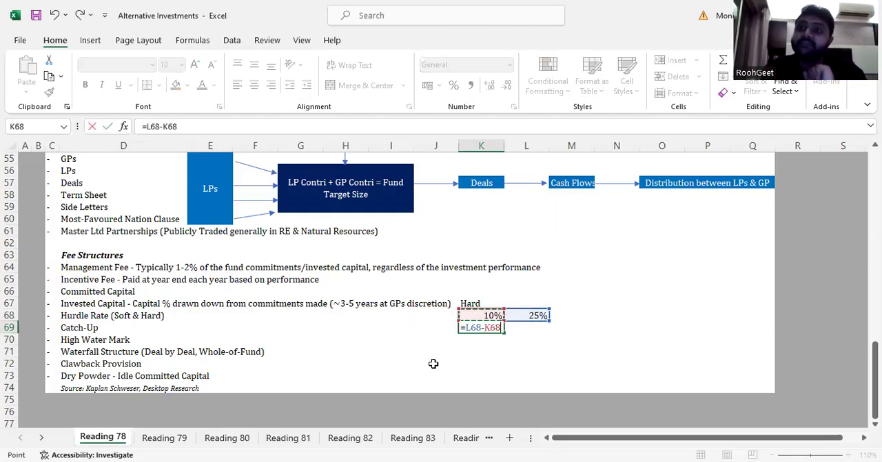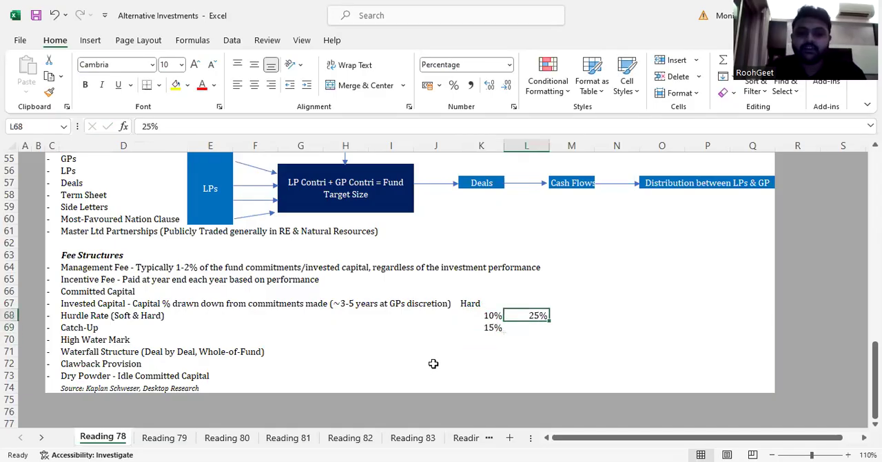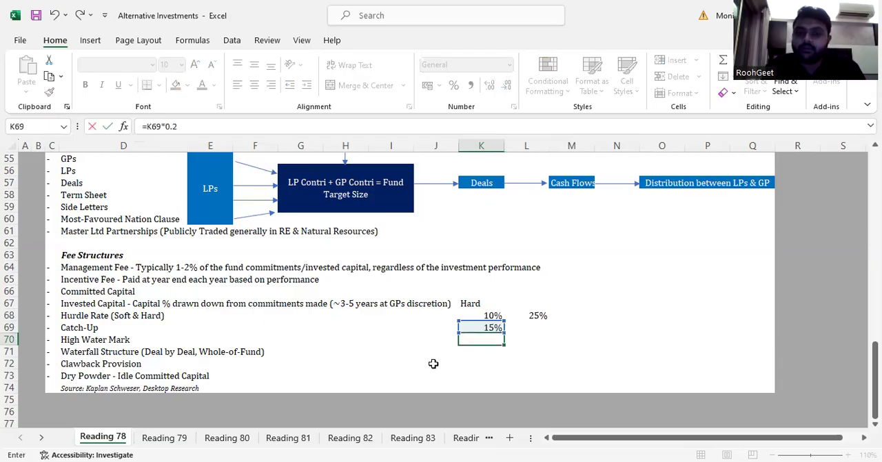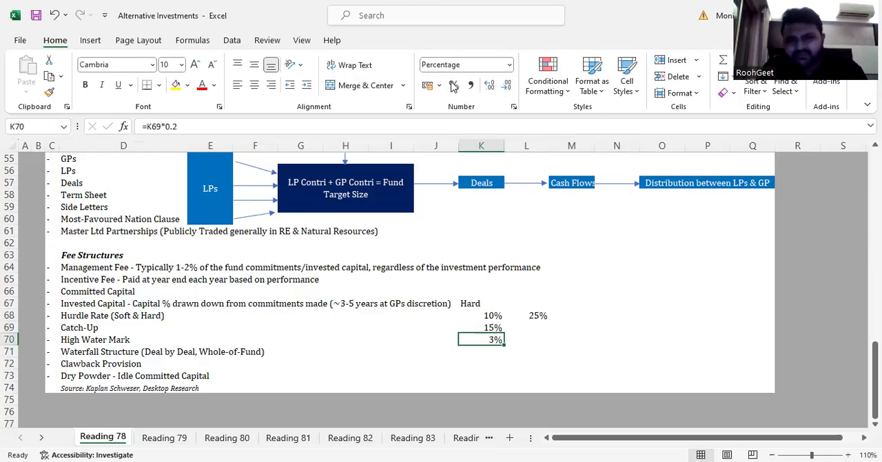Let's say I earned a return of 25% at year end. Our hurdle rate, our minimum level of return, was decided at 10%, and I earned 15% more. Then the investor says that, hey, listen, I promised you a minimum of 10%, and I earned you 25%, so of the 15% extra I earned, I will also take 20%, which is nothing but 3%, right? This is hard hurdle rate. Hard hurdle rate is the percentage of profit which is earned on the extra return given.